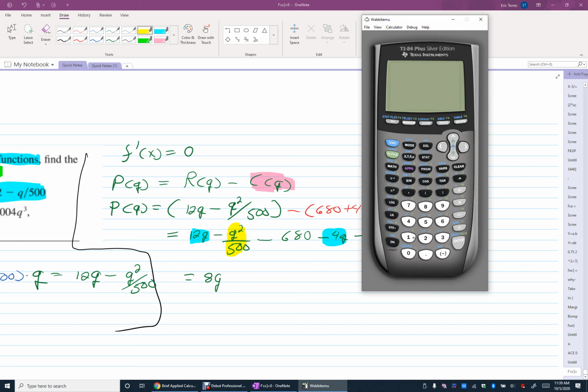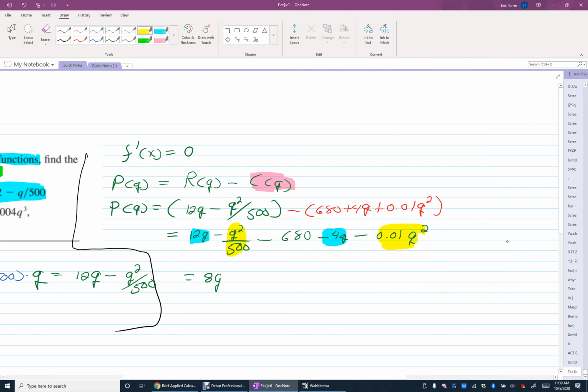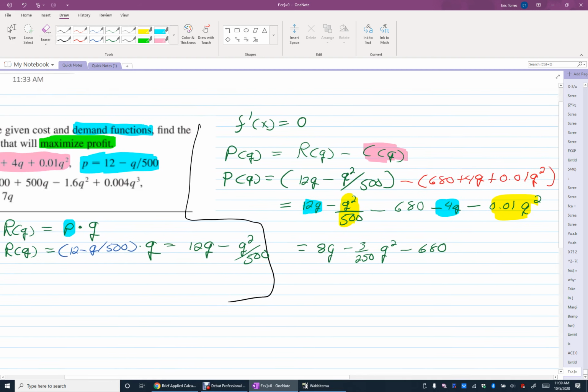Let's see. I'm going to have negative 1 over 500 minus 0.01. Let's get this answer as a fraction, negative 3 over 250. Q squared minus 680. I now finally have my profit function.